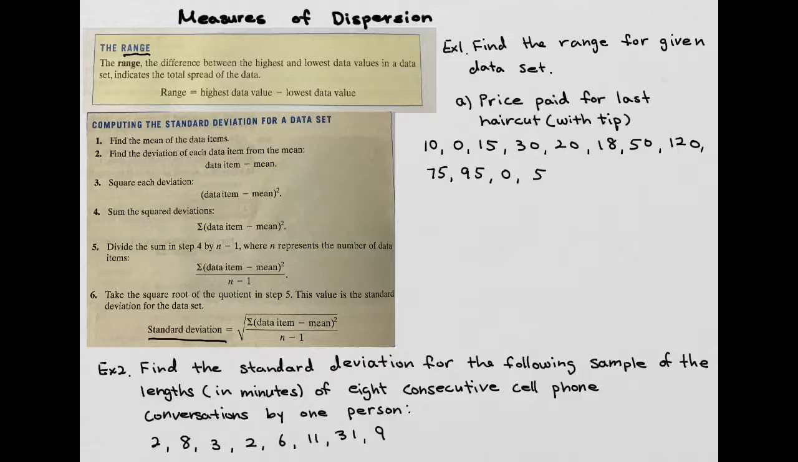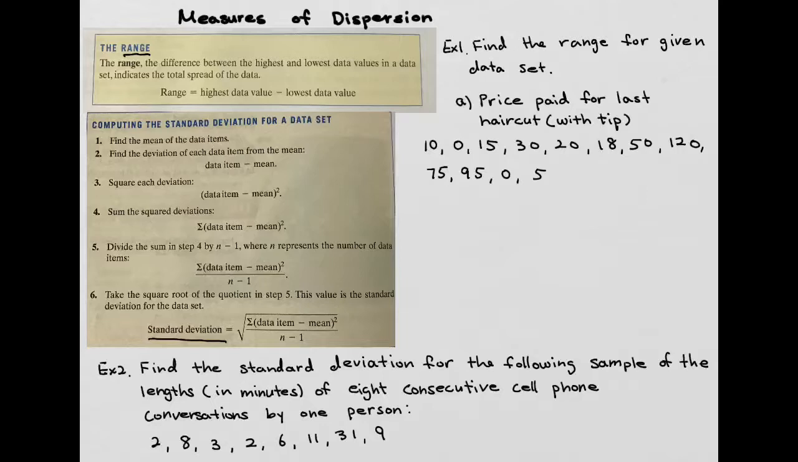Range is the difference between the highest and lowest data value in a data set. So in order to find the range, you do the highest data value minus the lowest data value. Example 1 asks you to find the range of the given set. We have a sample of prices paid for the last haircut, with tips included: $10, $0, 15, 30, 20, and so on, all the way to 5.